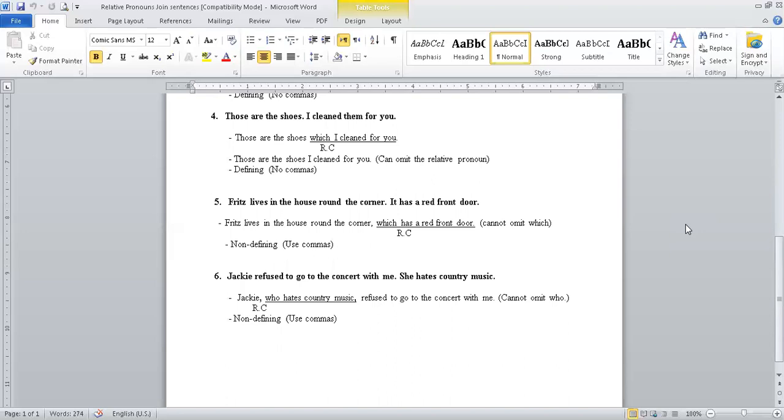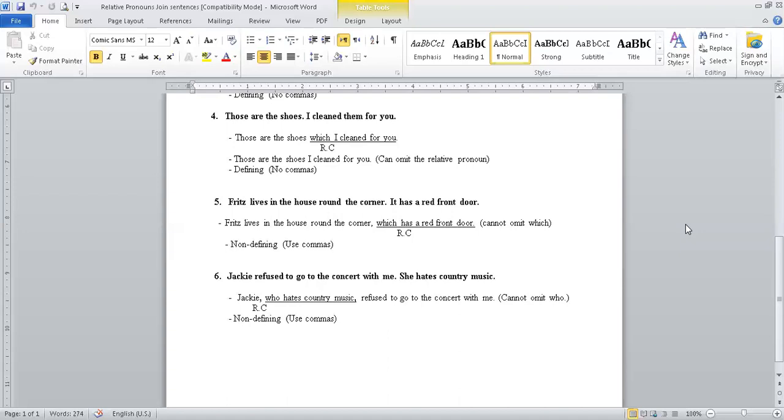Let's join both sentences with a suitable relative pronoun. Fritz lives in the house round the corner. I want to define the house round the corner. Okay, so we use which has, and we deleted it. You have to delete it. Which has a red front door.